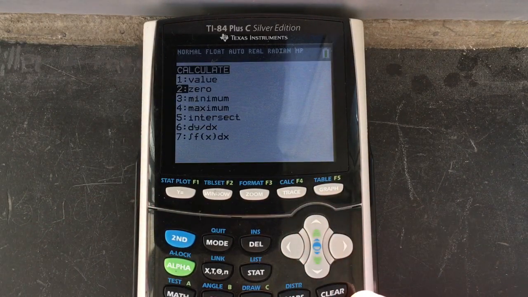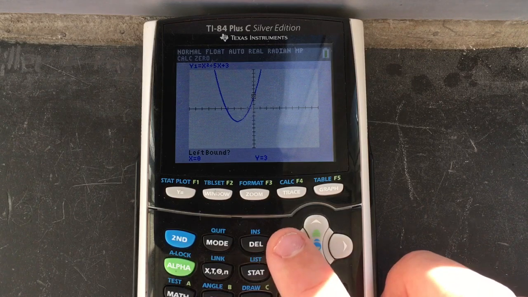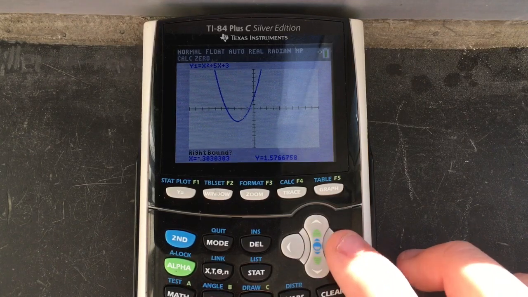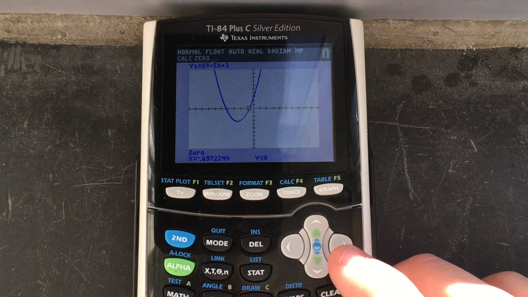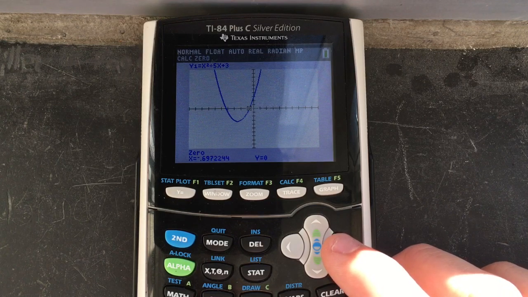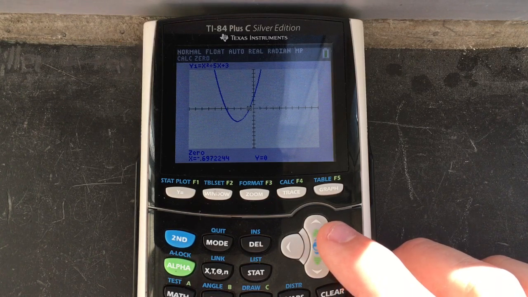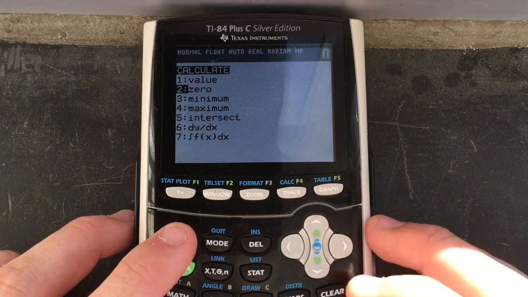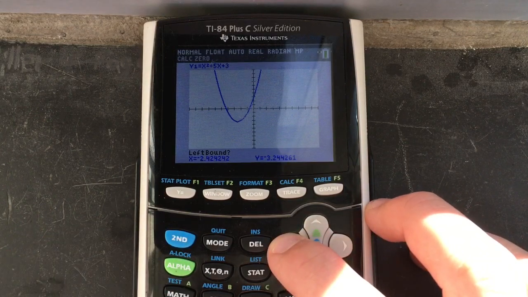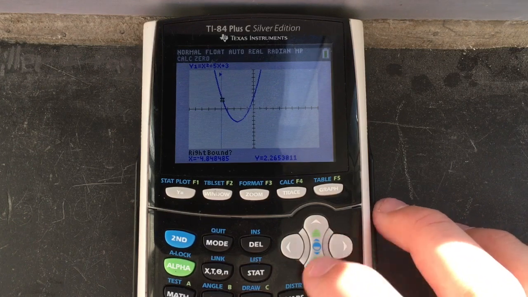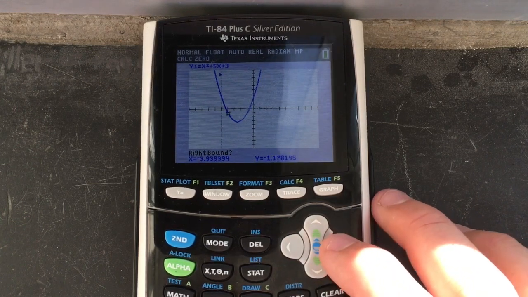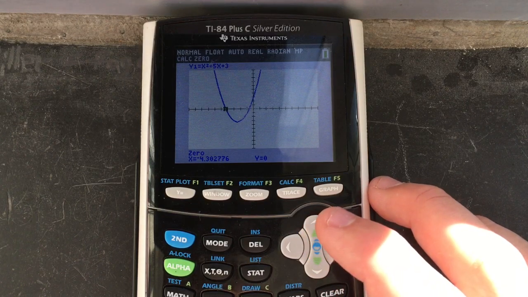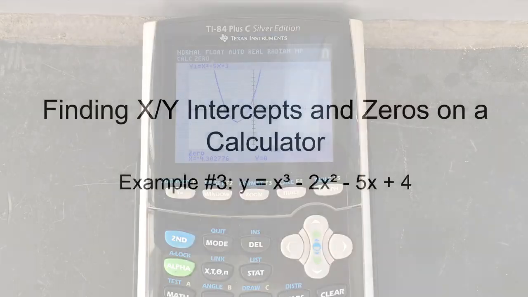You're going to hit second trace again to find the zeros. Once again, go down to the second option, click enter on zero. Left bound, we're going to do this one first, the one on the left. Go to the right of it, then it says guess, we're going to hit enter. And here we know that our first zero is -0.6972244. If we want to find our next one, we're just going to do the process over again: zero, left bound, then the right bound, hit enter when it says guess. And our second zero is going to be -4.302776.